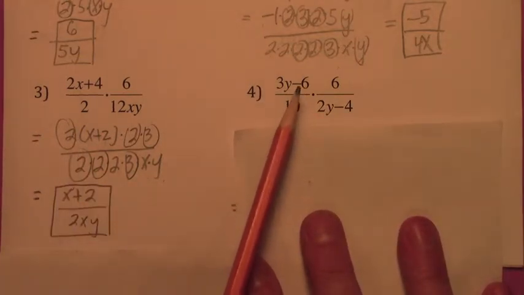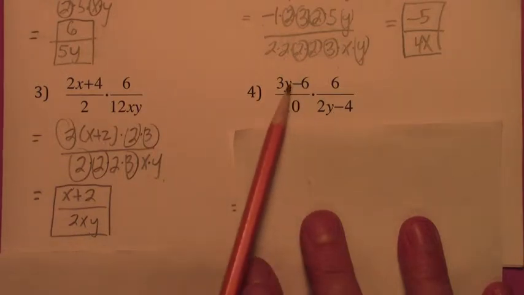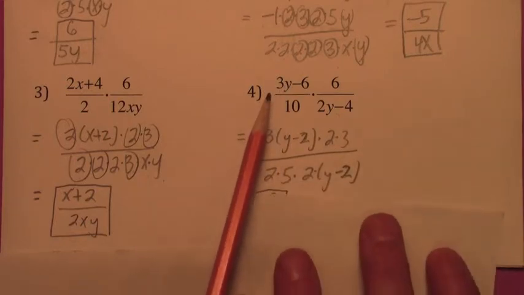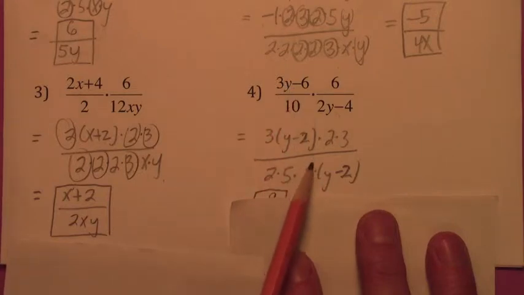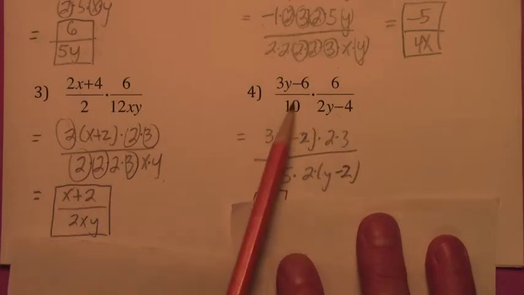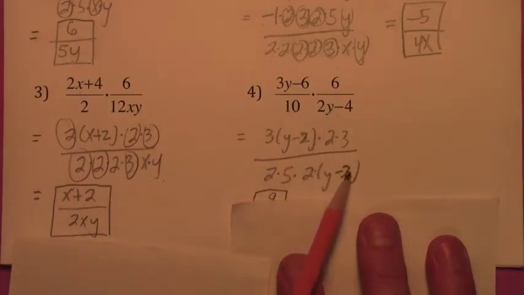Same idea, we're going to factor these things. You're going to use the distributive law here. If you want to change to additive form first, you can. Or if you feel comfortable leaving it as a minus, that's good. That's actually better probably. Either way, you get 3 times the quantity y minus 2 times 2 times 3, and this becomes 2 times 5. You factor a 2 out of here, so you get 2 times y minus 2.